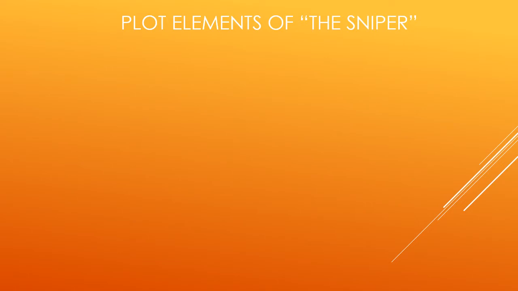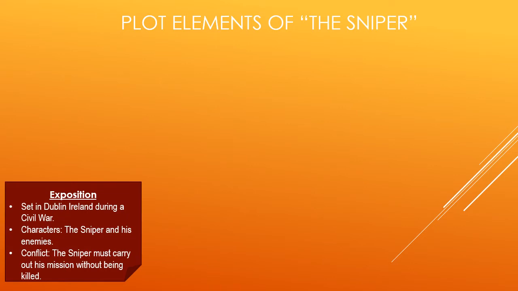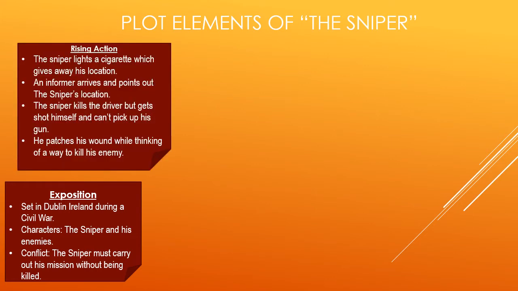So let's talk about the plot elements of The Sniper. Our exposition: it was set in Dublin, Ireland during the Civil War. We have the characters: the sniper and his enemies, and later on his brother. And then the conflict: the sniper must carry out his mission without being killed. So he's trying to kill his enemies and keep himself from being killed.